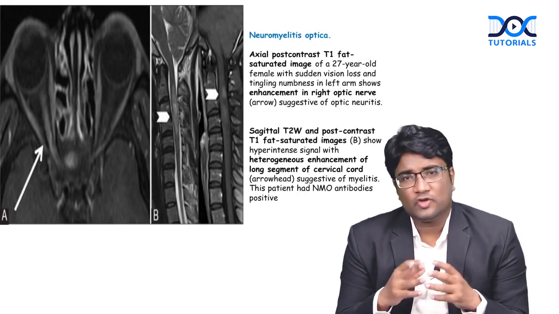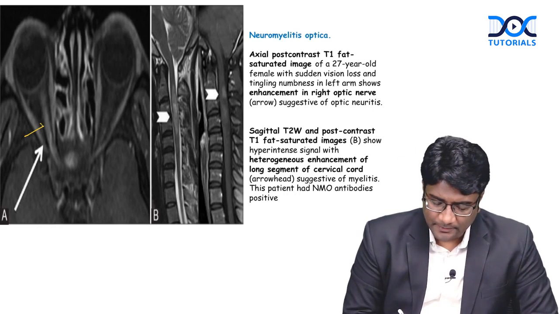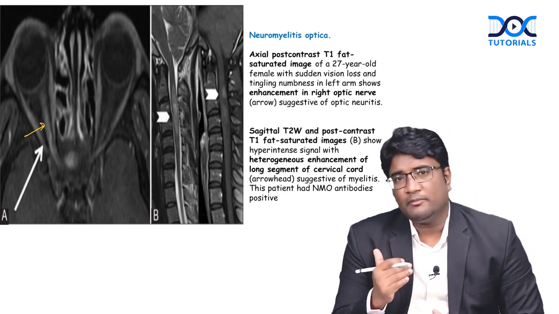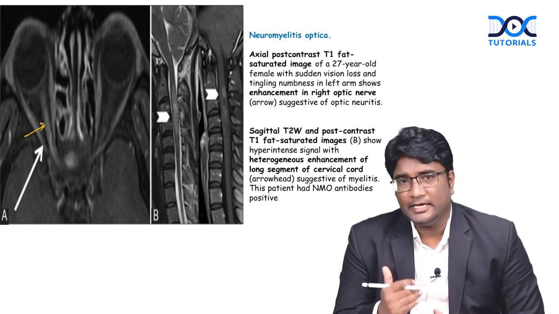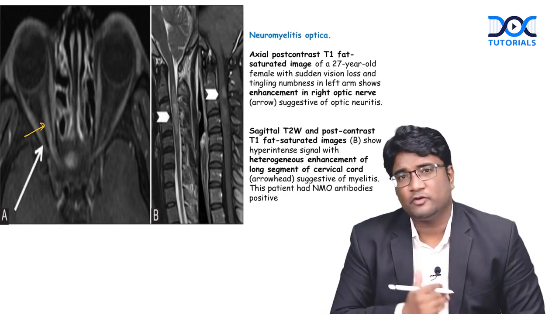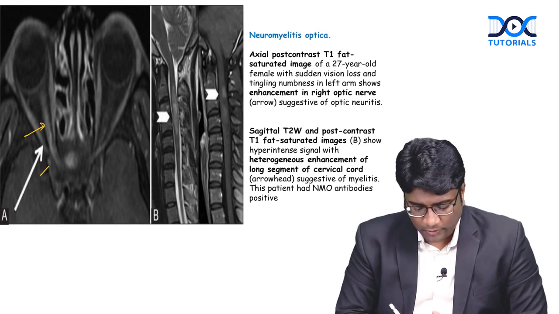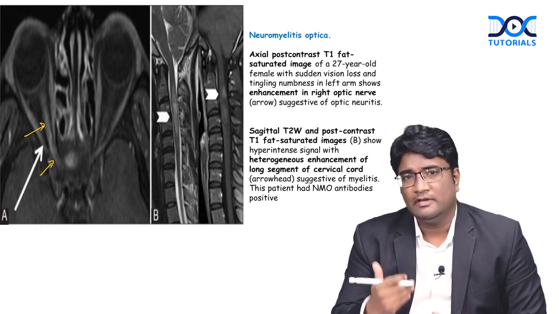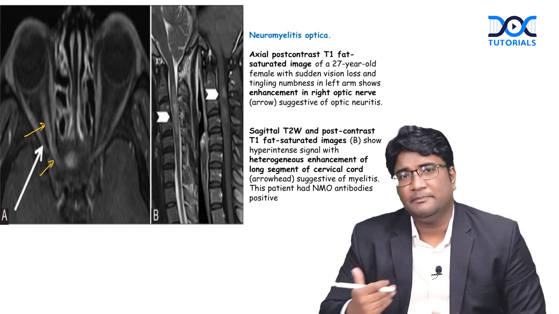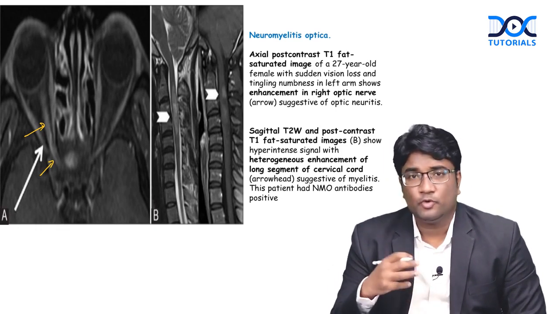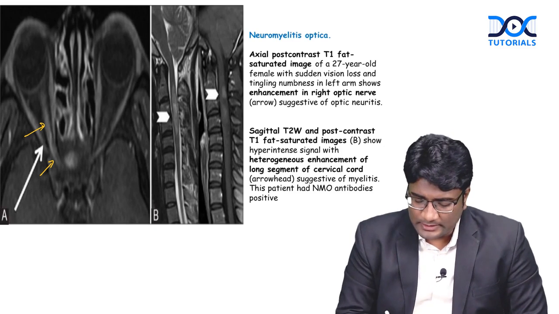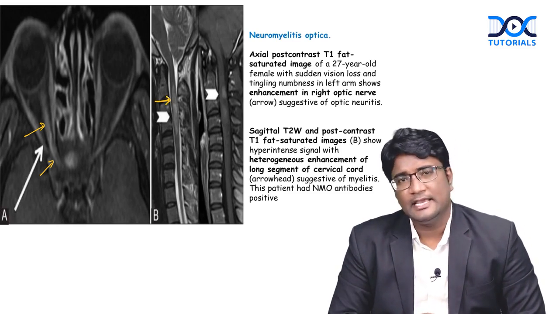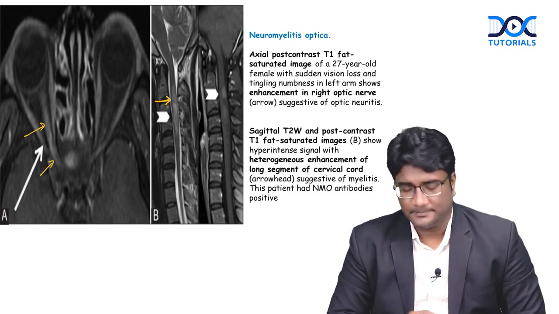Here is another case of NMO where you see that the right optic nerve is showing extensive involvement, and if you see the involvement of the optic nerve in NMO, it mainly involves the posterior part of the optic nerve extending almost till the optic chiasm. So this involvement of the optic nerve, mainly the posterior, prechiasmatic part, is more in favor of NMO. And you also see there is long segment extensive transverse myelitis involving the cervical spinal cord.